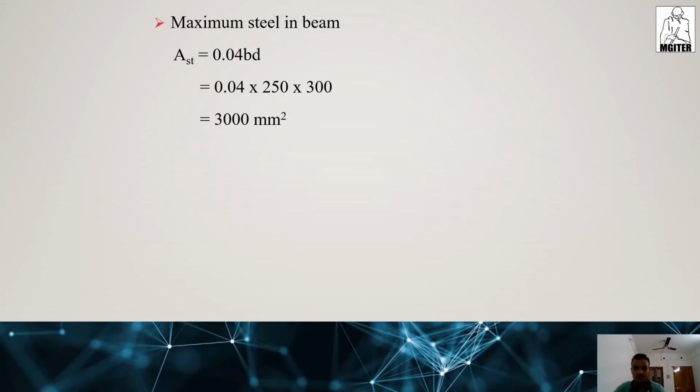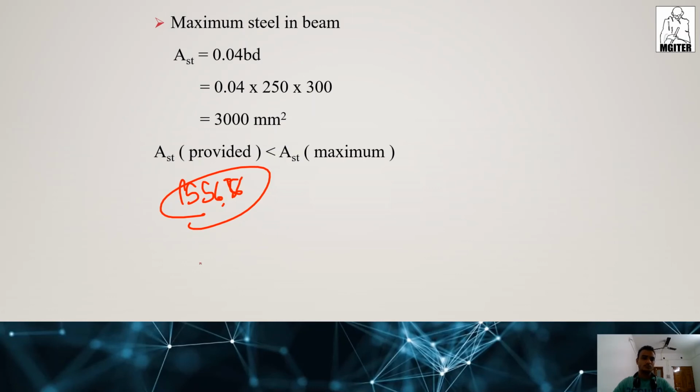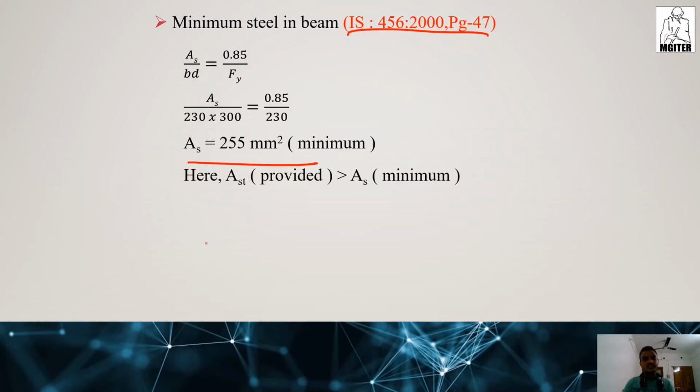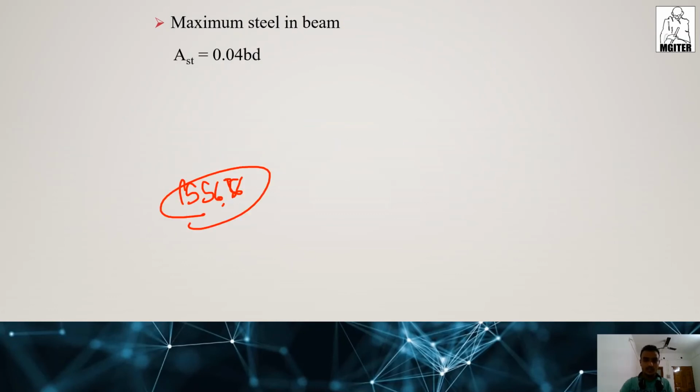So 4% gives 3000 mm square. This is the maximum cross section of the steel in a tension zone, and we provide 1256.6. So we can't provide steel less than 255 mm square, and we cannot provide more than 3000 mm square.